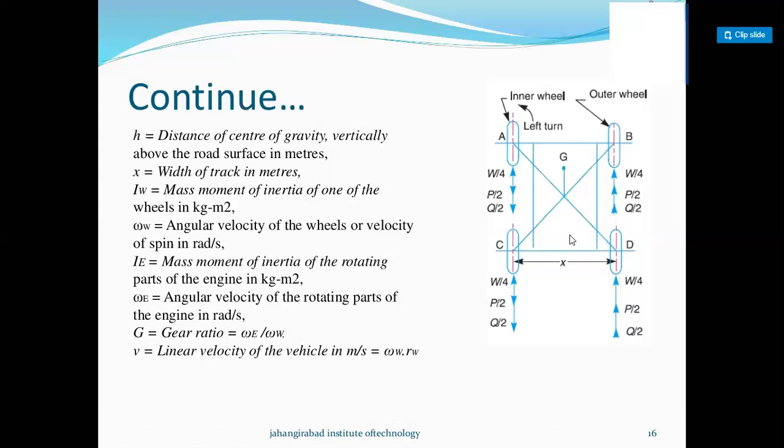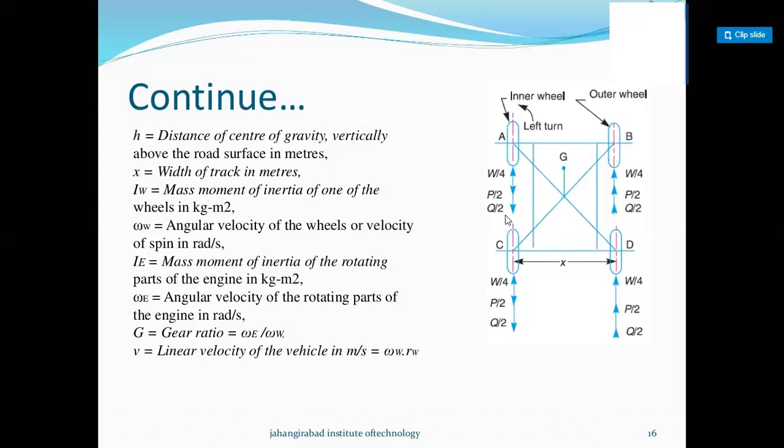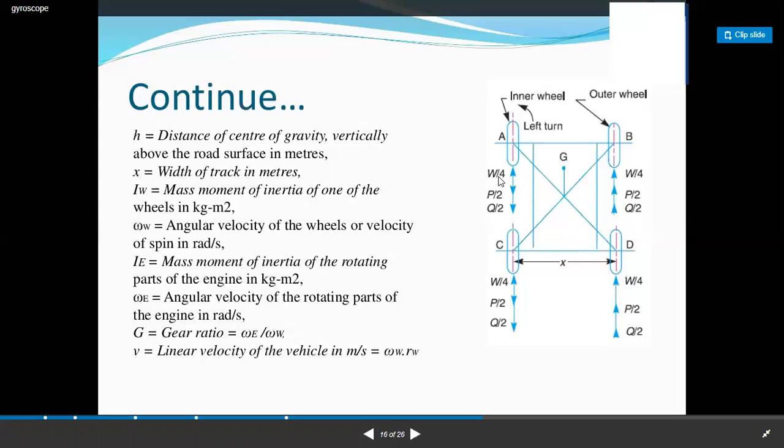Then the road reaction on each outer and inner wheel will be Q by 2, taken as the centrifugal force as F by 2, which is Cc upon 2x. So the total figure: W by 4 is the reaction due to the weight, P by 2 is the reaction due to the gyroscopic couple, and Q by 2 is the reaction due to the centrifugal couple, right? So all three reactions on all the wheels are shown in this figure.